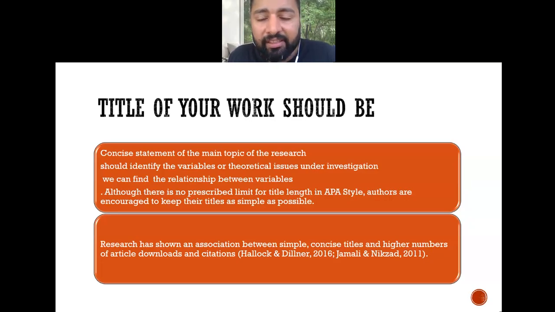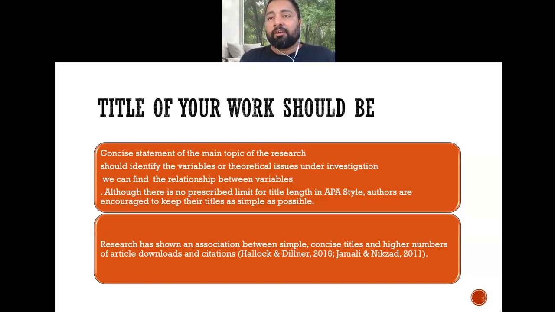The first thing is the title. The title is very important, you know, for search engine optimization. Many of the journals and publishers prefer the impact factor, they are trying for a higher impact factor, and the authors are trying for a higher H index.